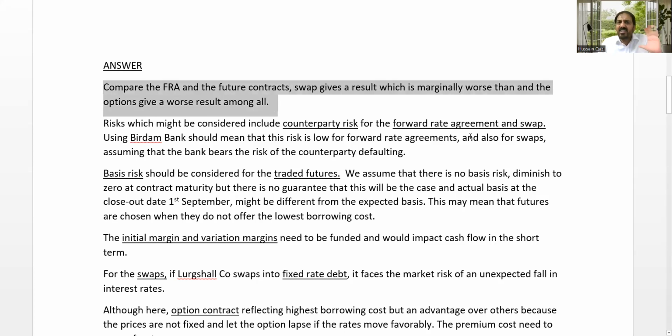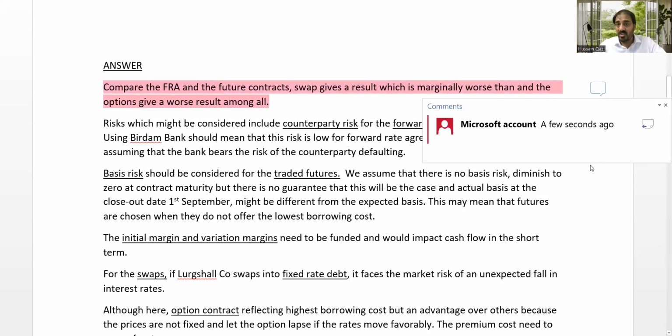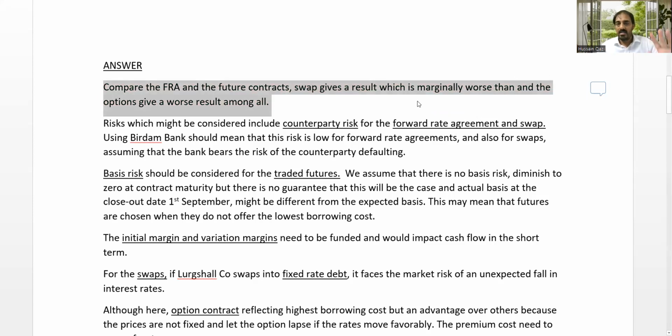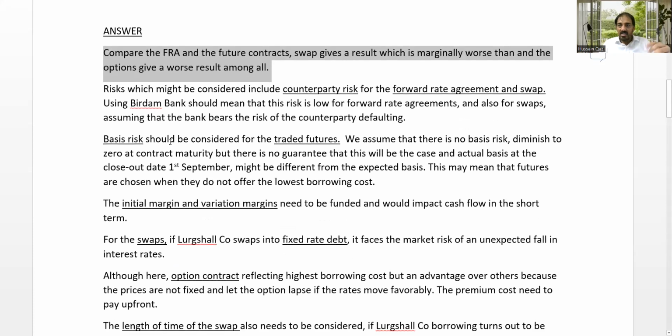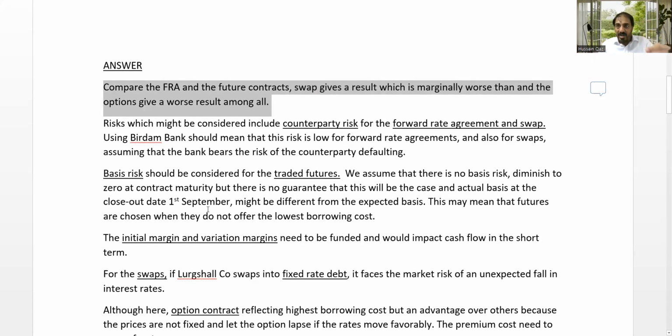So you start with the facts. If you compare the FRA and futures with the swap, that's marginally worse. But the option is the worst. So start with facts. Number one. Then, come on, incorporate your practical illustrations, criticisms, plus points, minus points with every hedging technique.